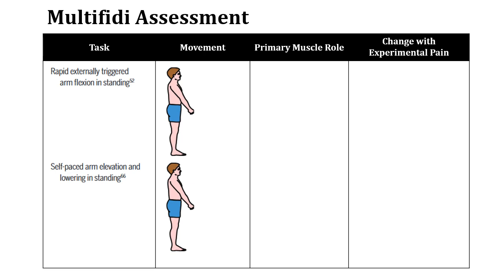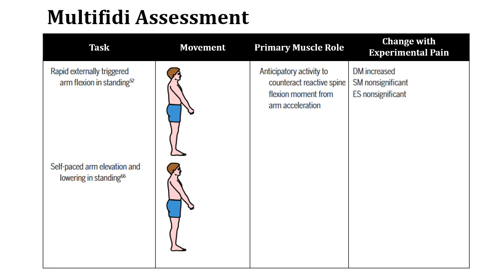The primary muscle role is an anticipatory activity to counteract the reactive spine flexion moment that would come from the arm acceleration. However, in studies with experimental pain, we see increased activation of the deep multifidi, while the superficial multifidi have non-significant changes, same with the erector spinae.